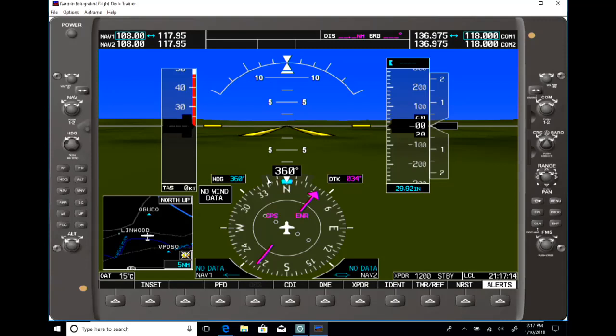Now, in some cases, you may be required to do maneuvers at what we call a half standard rate. If you're doing a turn at a half standard rate, how long will it take you to make a complete turn at half standard rate?